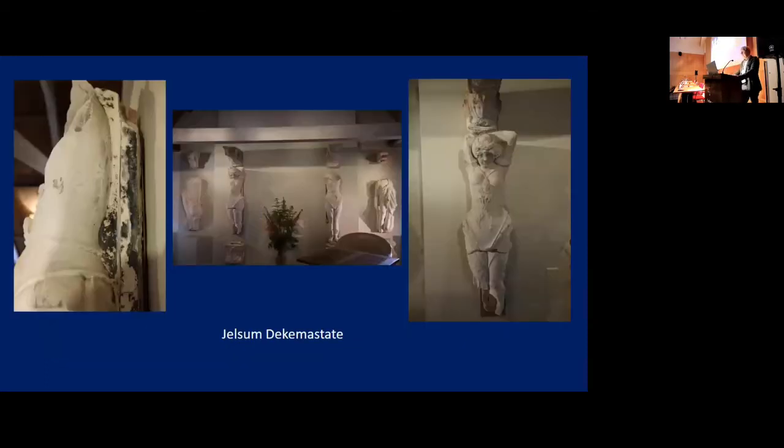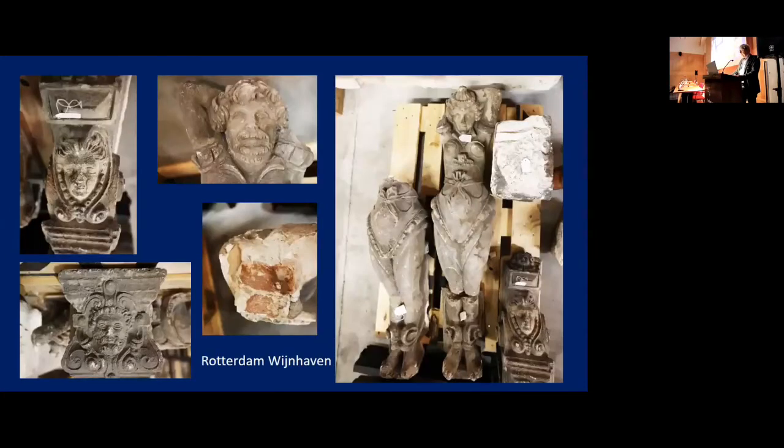Here you see the plaster cast of the chimney pots in Dekemarstraat. Here the remains of the chimney pots in Rotterdam. They are burned. The surface is burned, so it's really black, but the figures are really good.